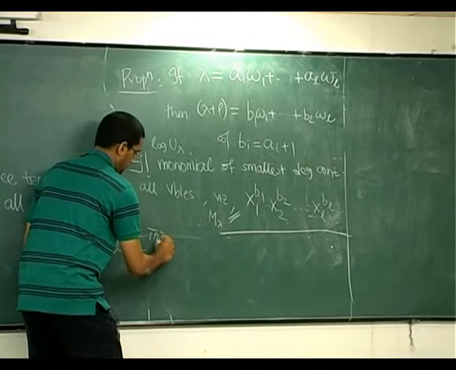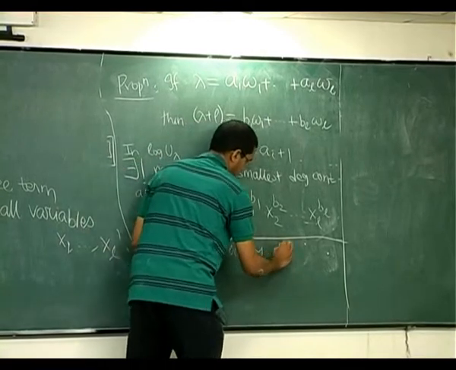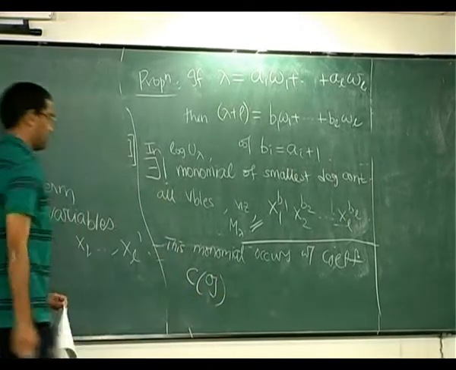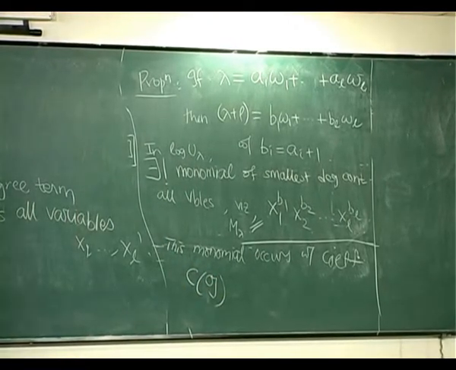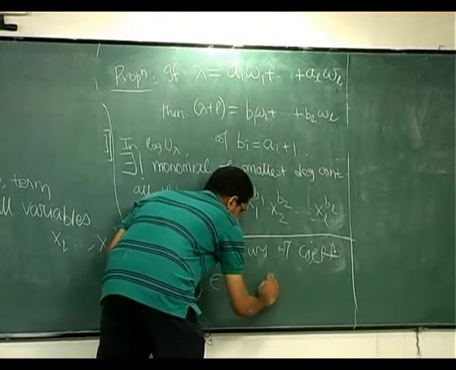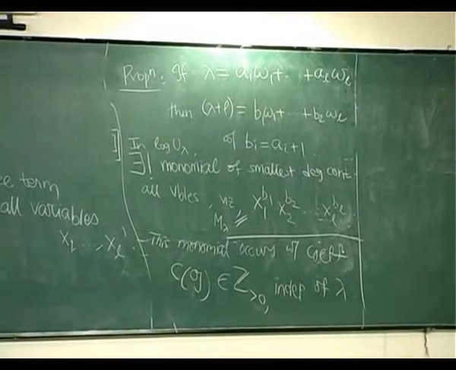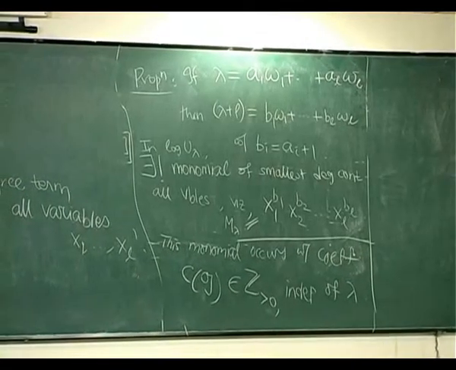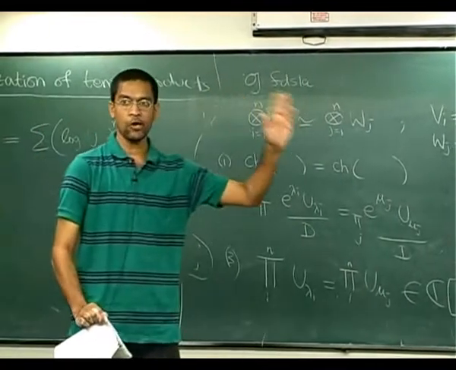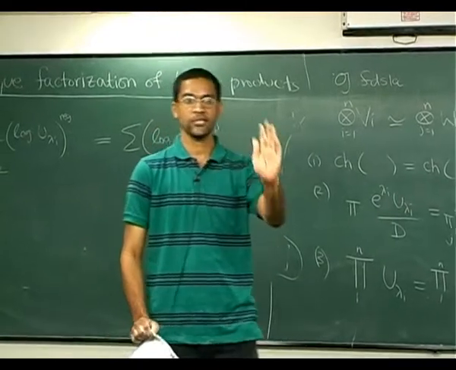Okay, this monomial occurs with a coefficient that we'll call C of G, which is independent of lambda. This coefficient turns out to be in fact a natural number which is independent of lambda. It is the same for all the lambdas. So you take any log u lambda, any lambda whatsoever, compute log u lambda, and you pick that leading term. That guy always has the same coefficient.